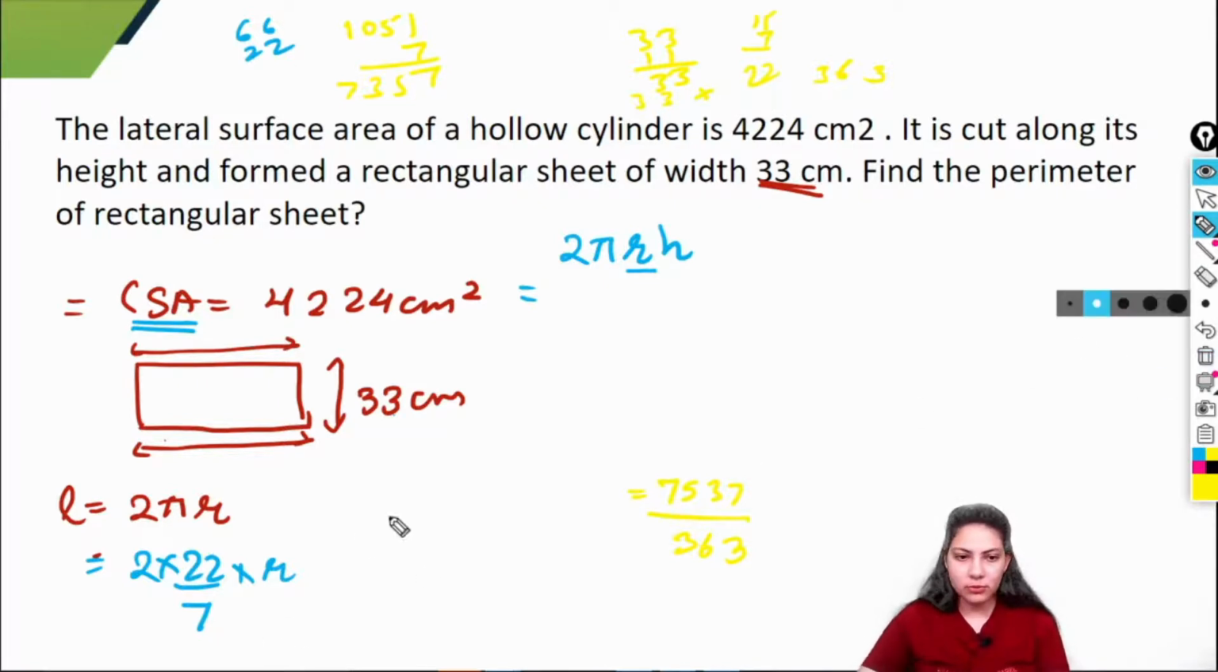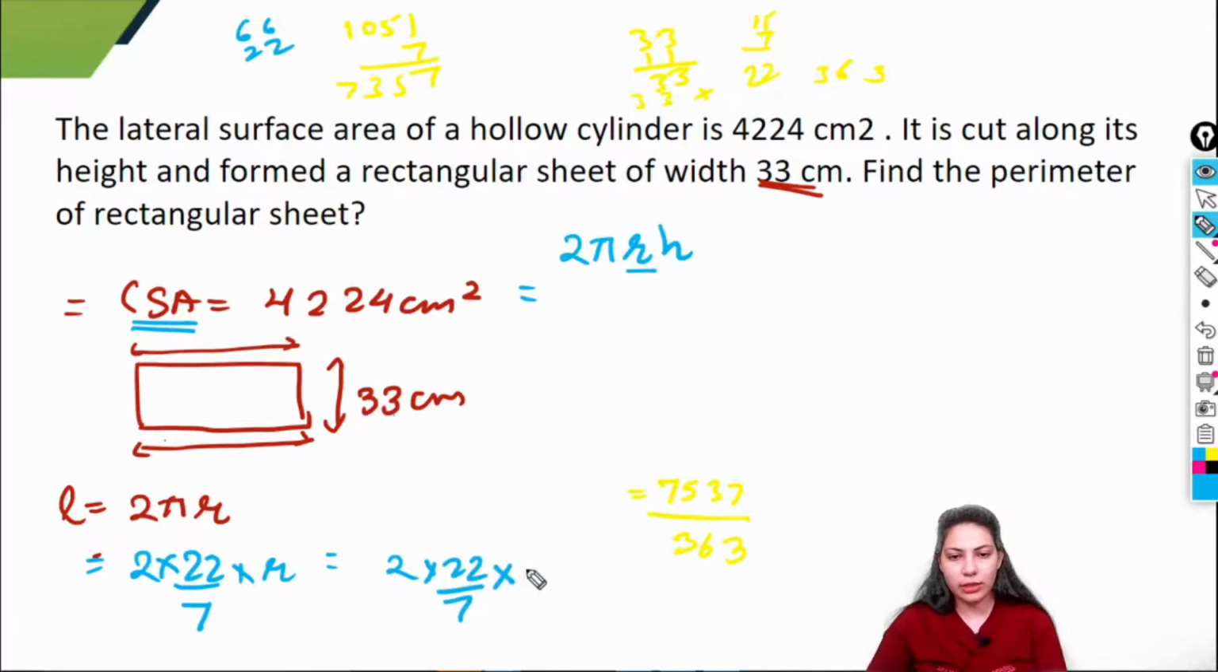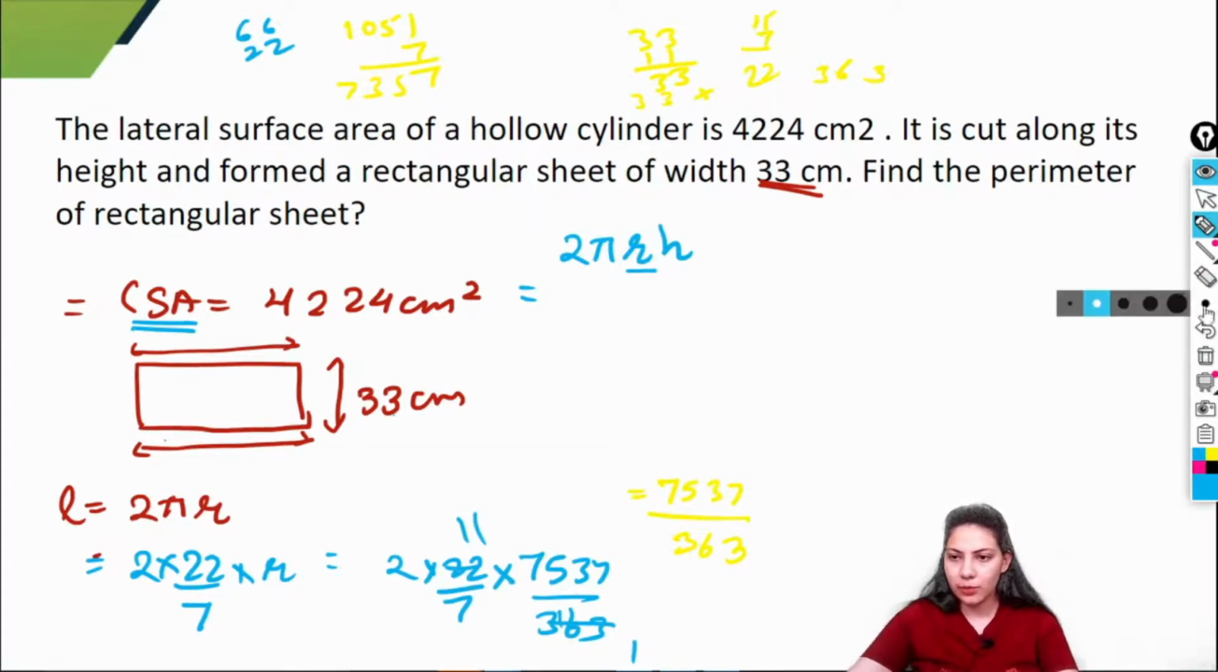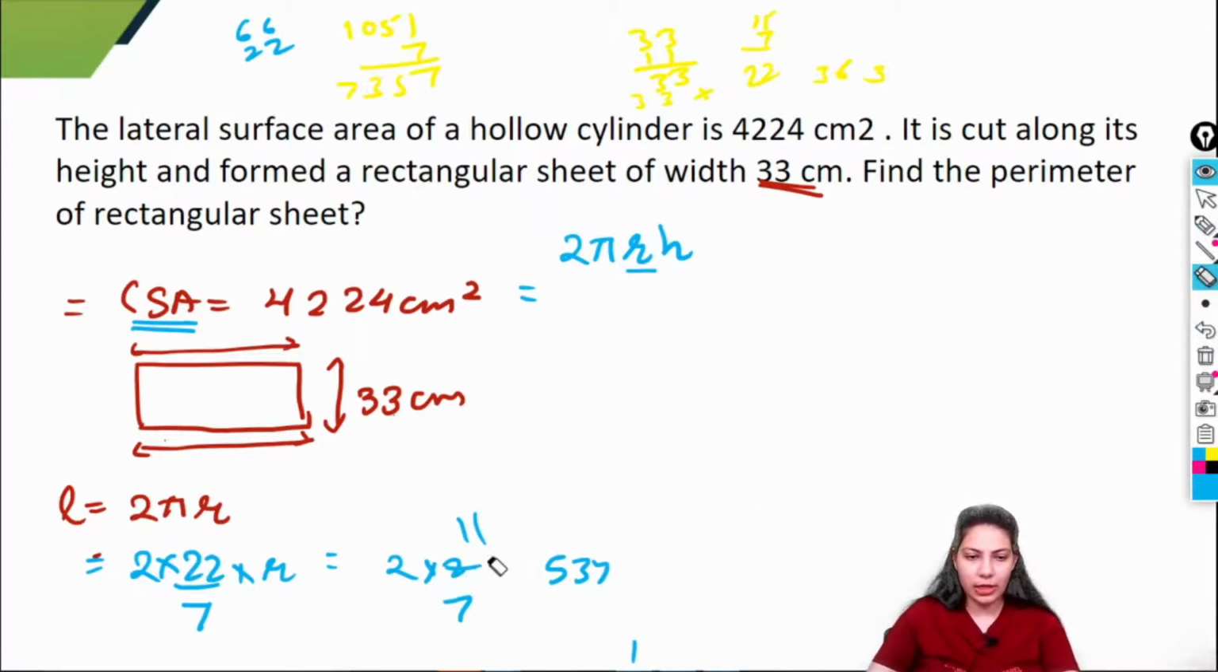So let us directly keep over here. 2 into 22 by 7 into radius is 7537 upon 363. So 2 1s are 2, and 2 8s are 6. Sorry. Let me just erase this portion and let us solve it in a better way. I have one more idea.